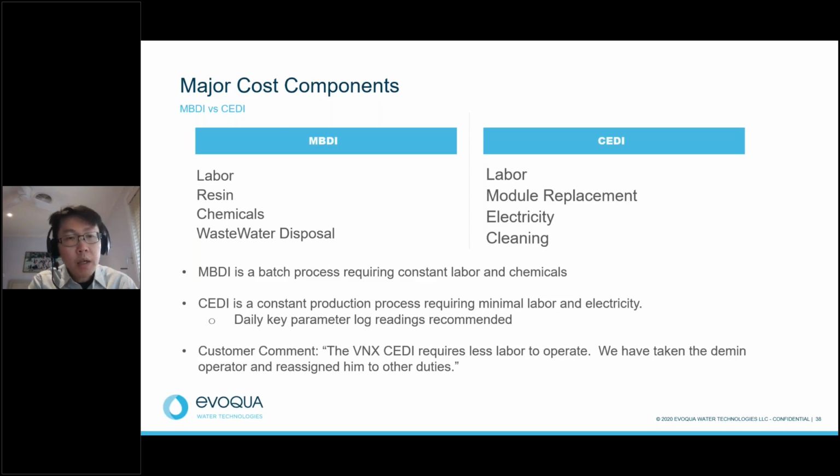Mixed bed DI is a batch process that is going to require constant labor and also chemicals. Whereas CDI is a constant production process. It's very minimum labor. All you need is just power, and all you need to do is record the daily data too. A lot of the users comment that for the CDI module, there is less labor to operate. So all of the operators can multitask and do some other things too.